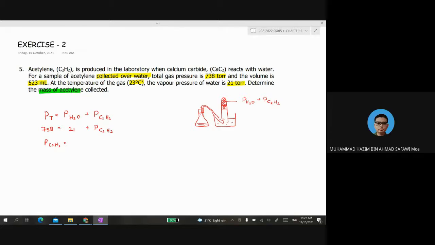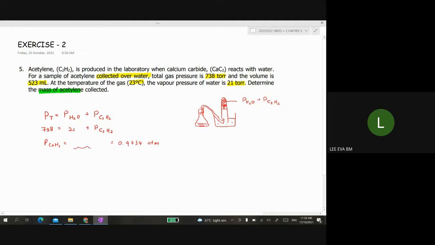0.9434. Okay, 0.9434. Do you agree? Yes. Okay, so 0.9434, because after you subtract the 21 from 738, you get 717, divided by 760, you will get about this value. But first of all, you need to show your calculation in torr first before you convert into atm.